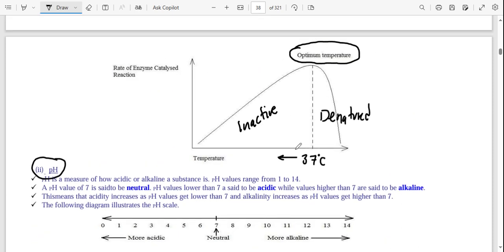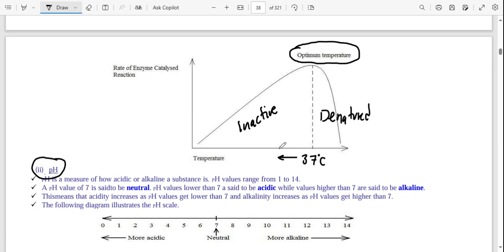Each enzyme has a specific temperature at which it works well. For example, our normal body temperature is 37 degrees Celsius, so enzymes in our bodies work well at this temperature. That temperature is known as the optimum. It's the temperature at which the enzymes will be able to work best.